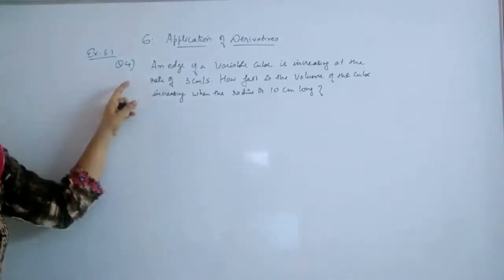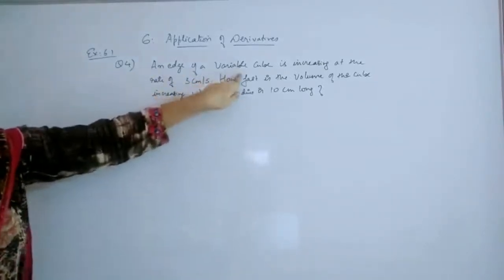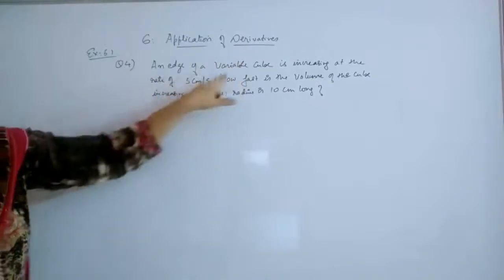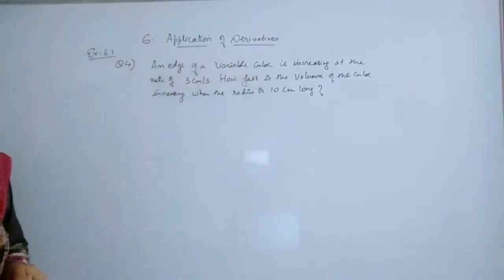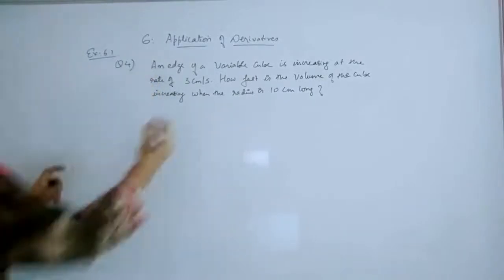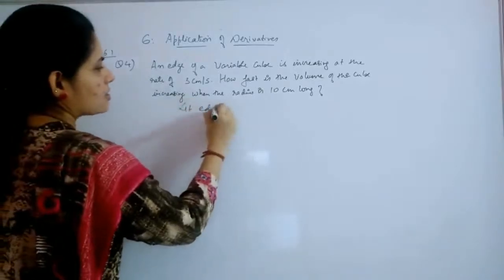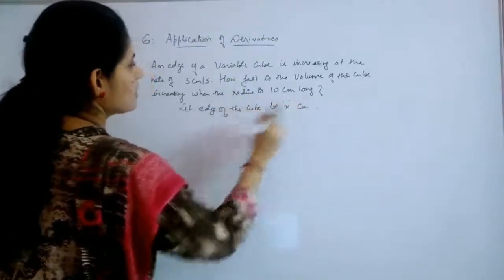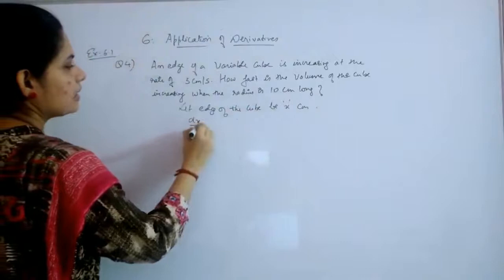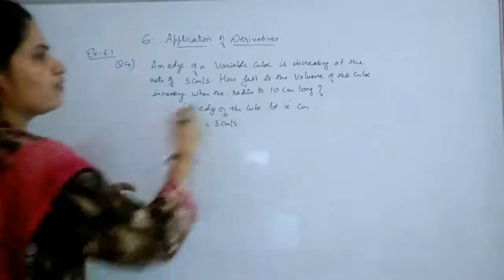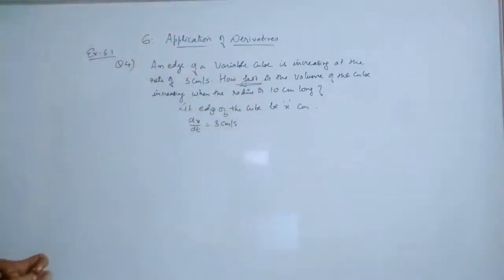Question number 4 is, an edge of a variable cube. Variable cube means when the edge is changing, the cube size or the volume will also be changing. That's why it is variable cube. An edge of a variable cube is increasing at the rate of 3 centimeter per second. That means if you are taking the edge as x centimeters, then dx by dt is given to be 3 centimeter per second. How fast? Again, how fast means it is with respect to time. How fast is the volume of the cube increasing when the edge is 10 centimeter long?